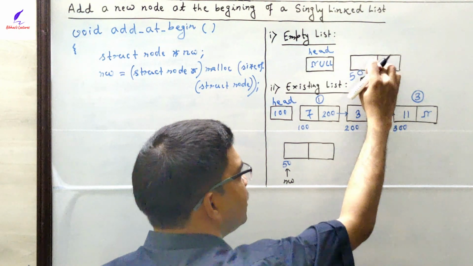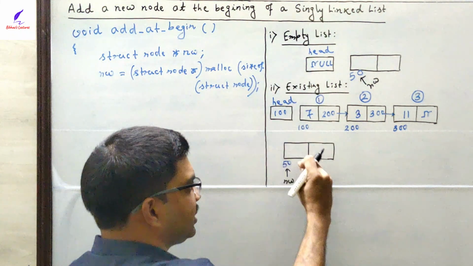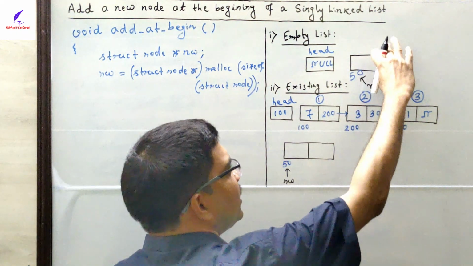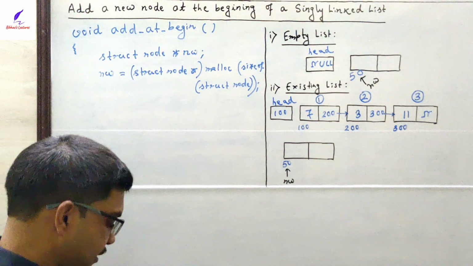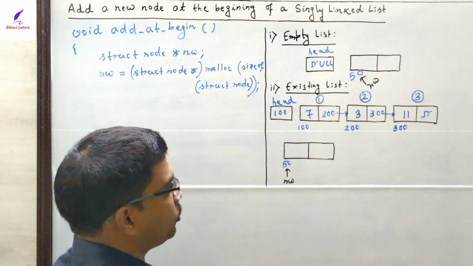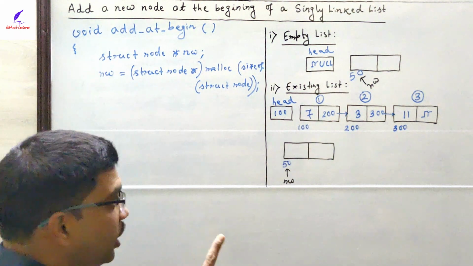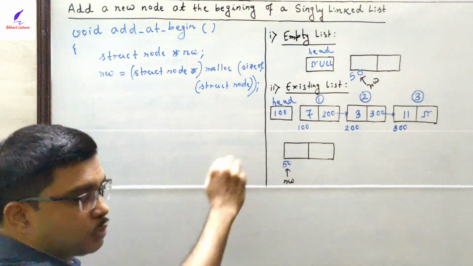Now we have to access both the data part and the next part. Since we are considering both the empty list and the existing list, that's why we have mentioned this node in both the cases, but actually only a single node will be created. Now we have to access the data part. In the data part, what are we going to store? An integer value. So we have to ask the user to enter this integer value so that it can be assigned to the data part.